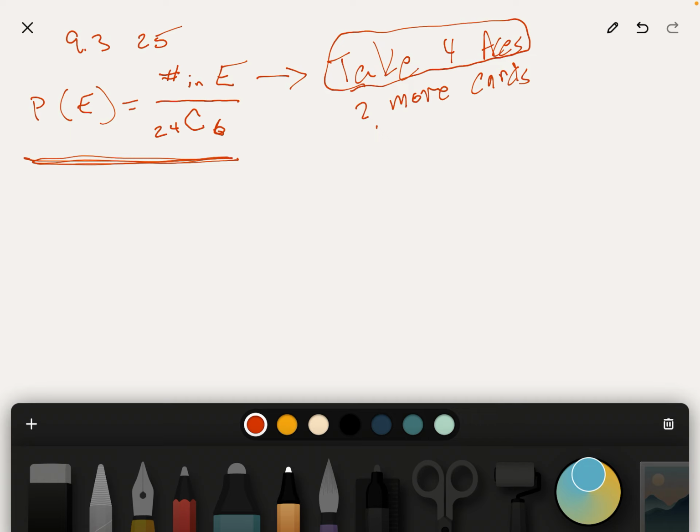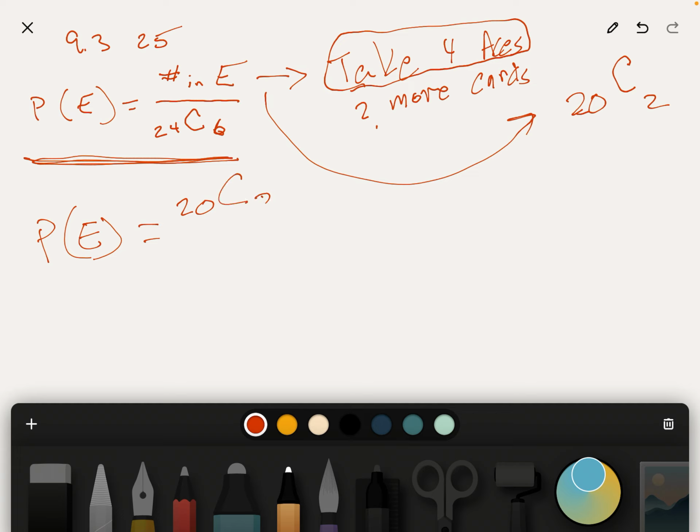How many cards are left in the deck? Well, there's 20 left, 24 minus 4, and you're going to choose 2, and again, the order doesn't matter, so it's a combination problem. So the numerator is right there. So in this case, the probability of E is combination 20 choose 2 over combination 24 choose 6.